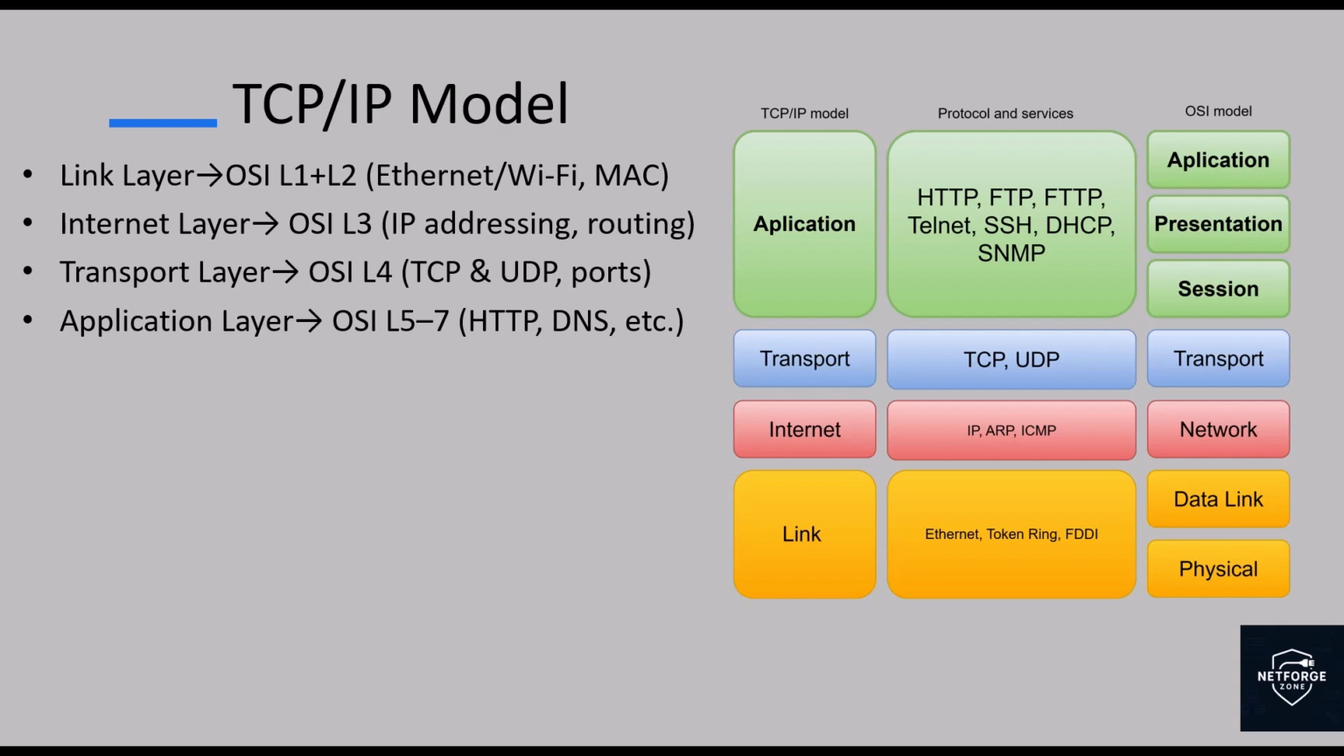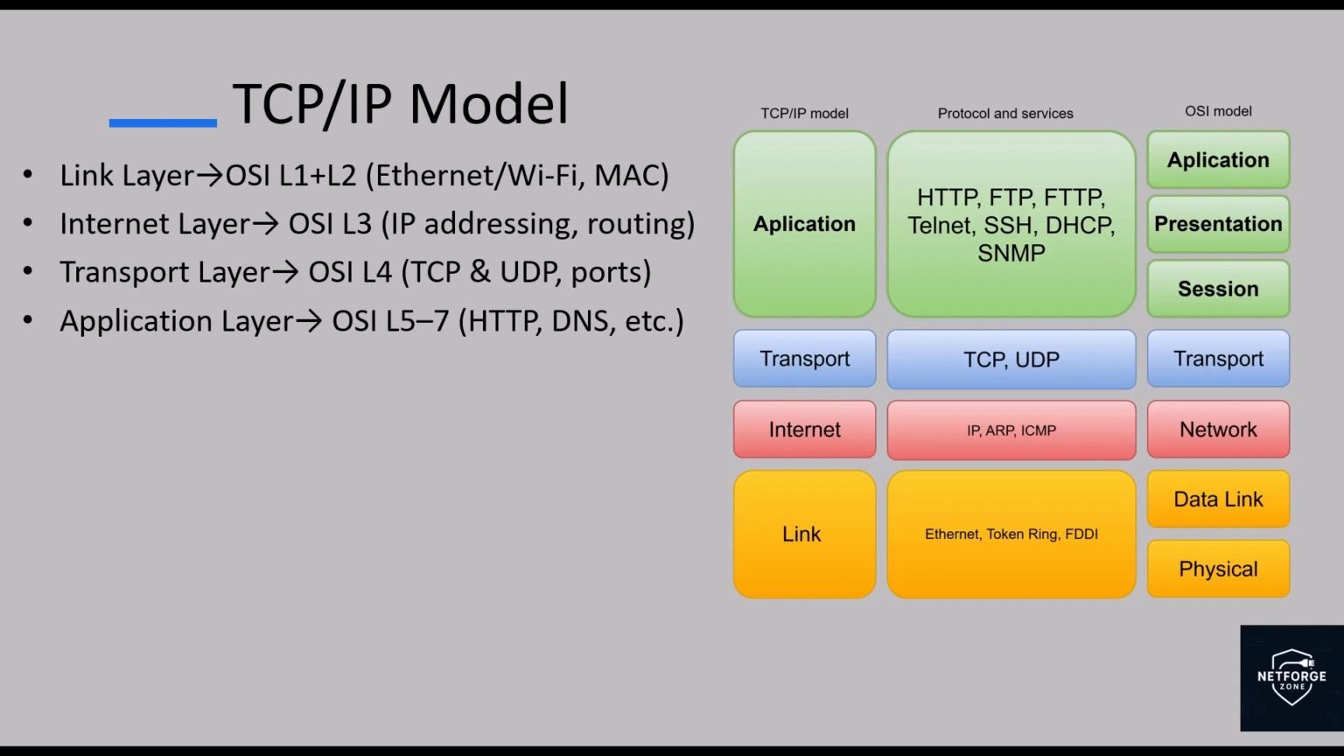At the bottom, we've got the link layer, which covers OSI's layer 1 and 2. This is Ethernet, Wi-Fi, MAC addresses, framing, the local hop stuff. Above that is the Internet layer, which matches OSI's layer 3. This is where IP addressing and routing lives. IPv4, IPv6, ICMP, that's all Internet layer.